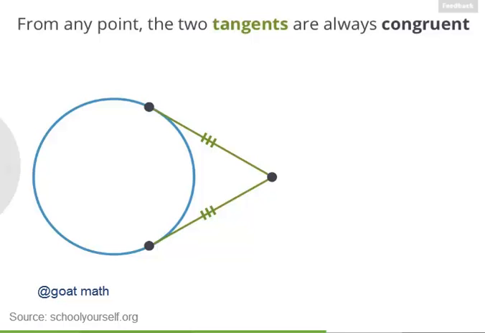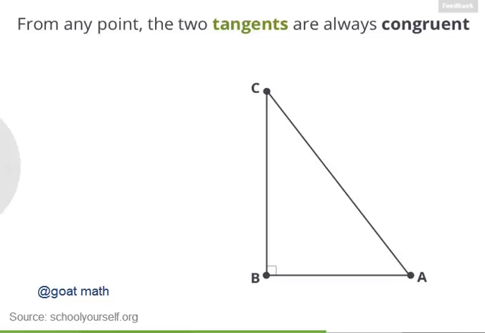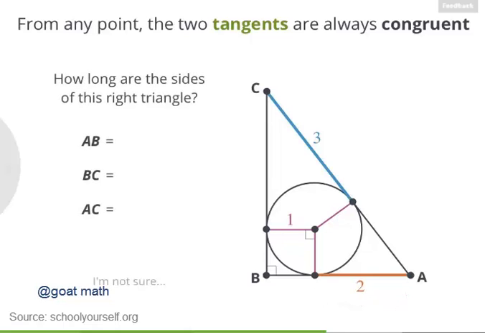Great, so let's try using this fact to solve a problem. Here's right triangle ABC, and let's draw a circle that's tangent to all 3 sides of the triangle. In other words, each side of the triangle is tangent to the circle, touching it at exactly 1 point. Let's draw in the radii to all 3 sides, and suppose this circle has radius 1. Suppose also that this line segment here has length 3, and this line segment down here has length 2. Try using this information and what you know about tangents to determine the side lengths of triangle ABC. And if you get stuck, click down here.